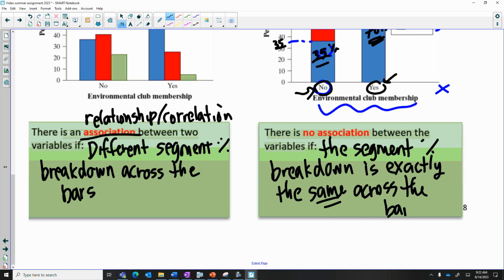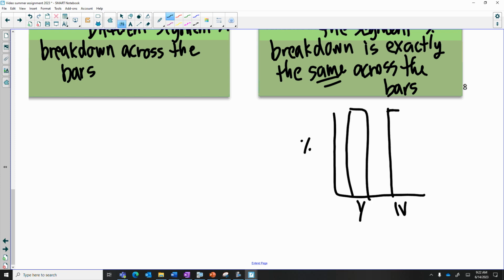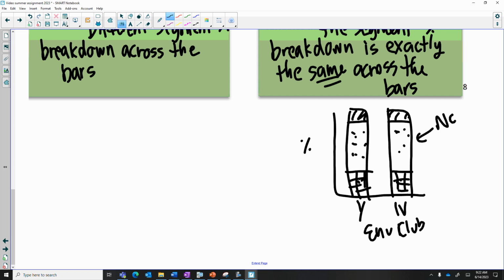If you see a segmented bar graph, I'm going to show you an example here. Let's say it said yes and no here, percent here, and the two bars go up to 100%, and the bars looked exactly the same. Black, black, polka dot, plaid, plaid, whatever. And you see, it doesn't matter if you're in the environmental club or not, the percent breakdown of those who own or don't own a snowmobile is exactly the same. This means no association between the variables, meaning if I know that you're a member of the environmental club, it doesn't matter. Your snowmobile use will not be influenced or impacted.